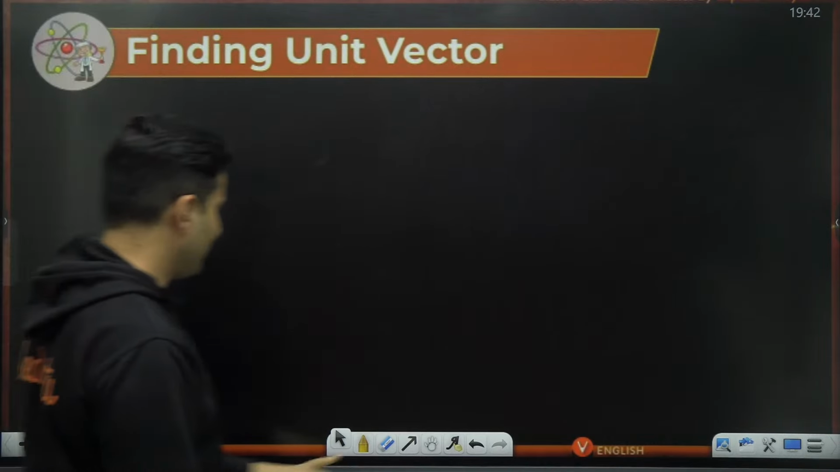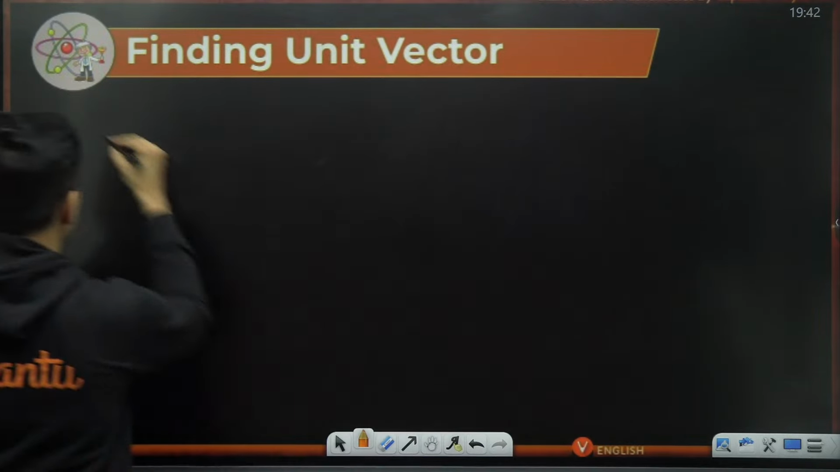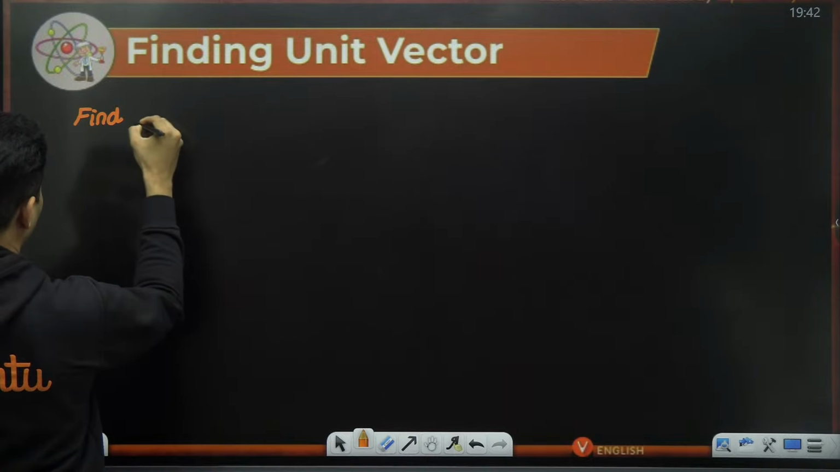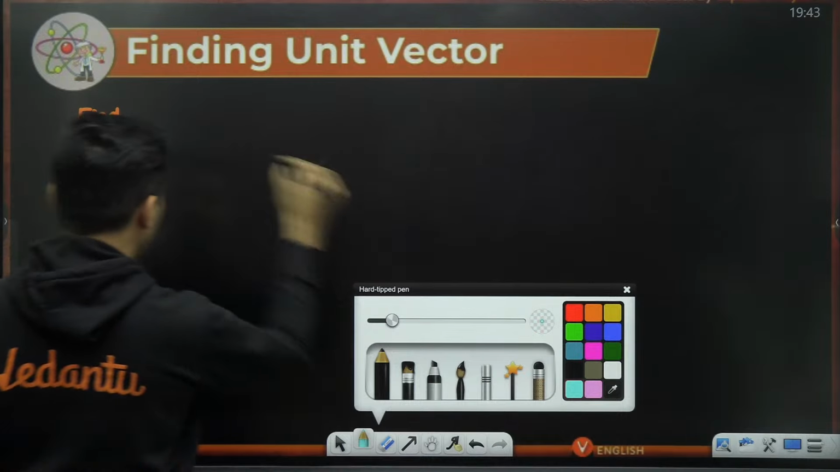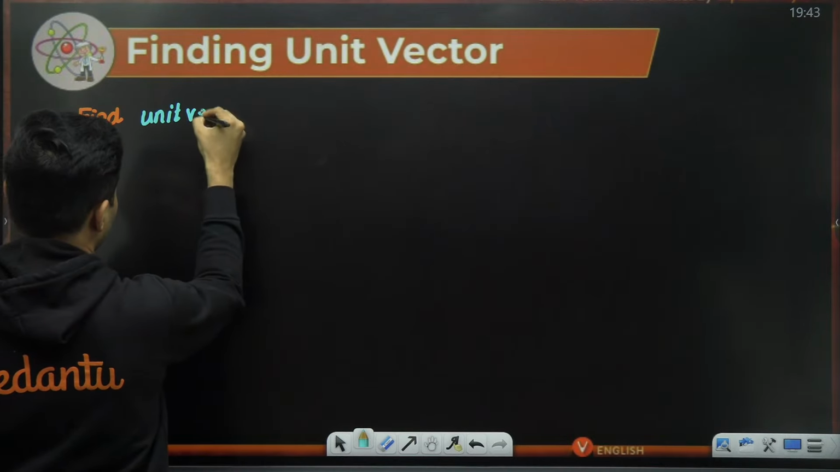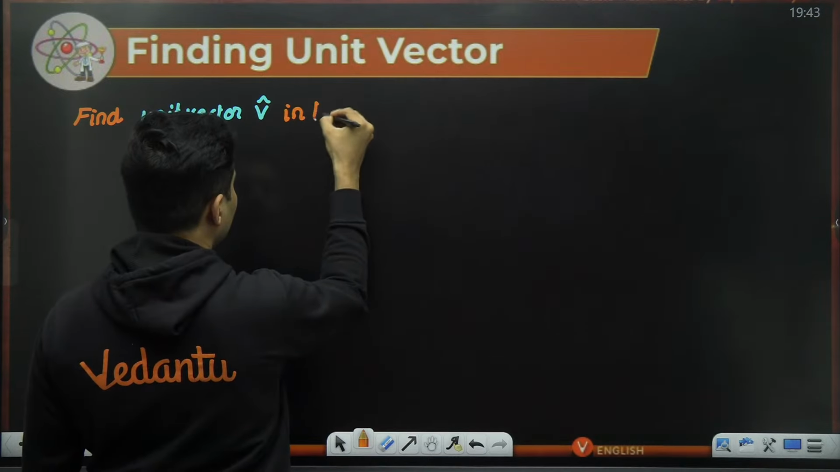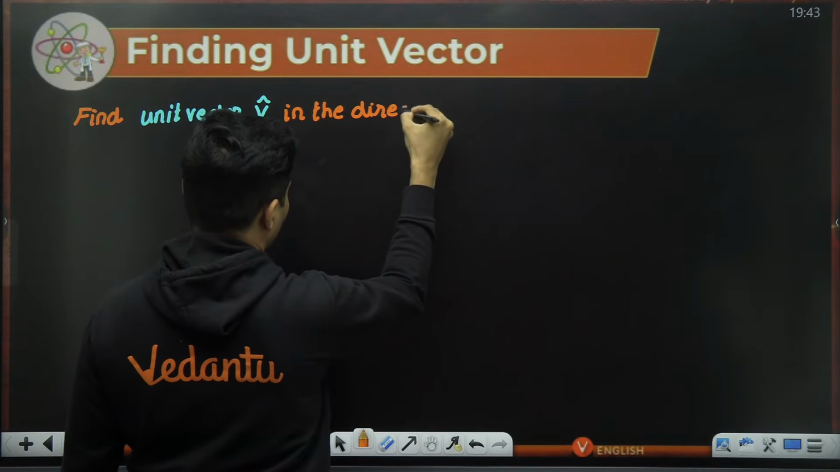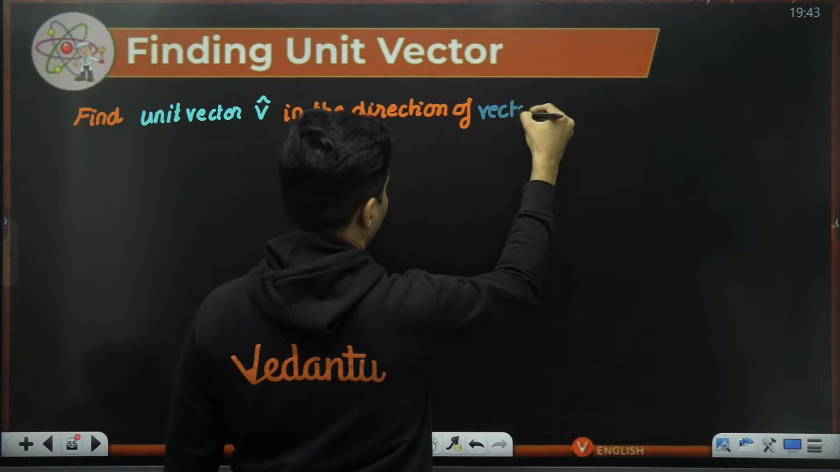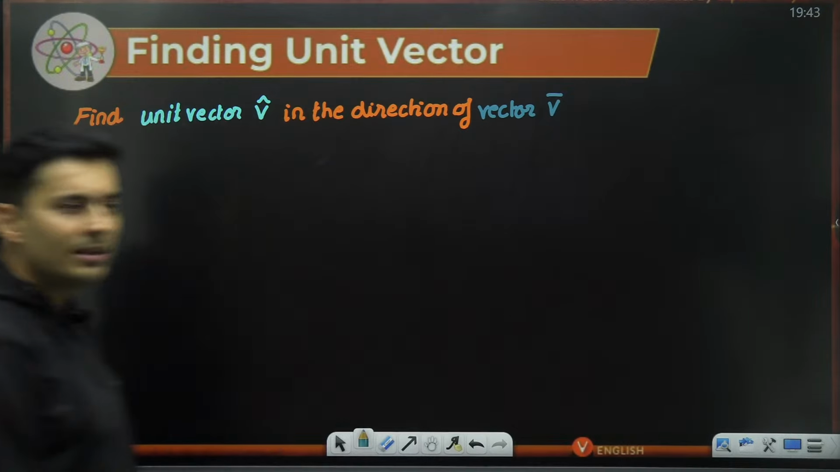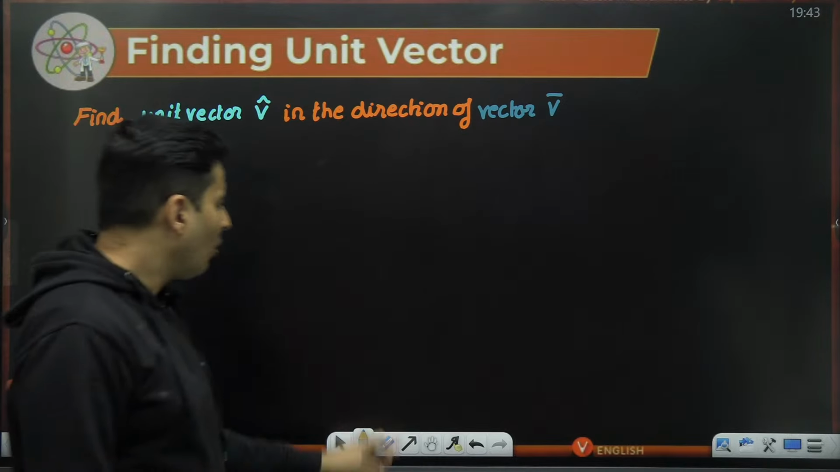Very, very essential. What is the meaning of finding a unit vector? Imagine a question like this comes. Find the unit vector v hat in the direction of some other vector, let's say v bar. This type of question usually comes, or might be used in some part of a bigger problem. What does this even mean?